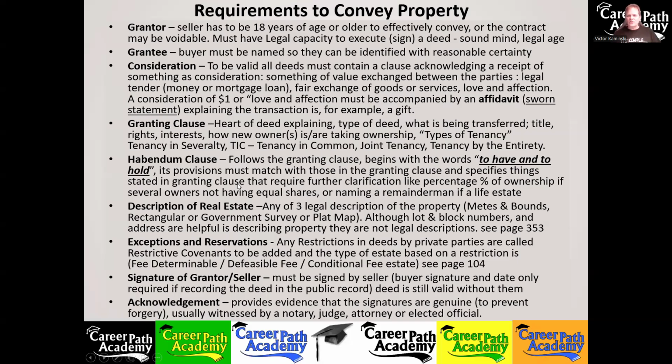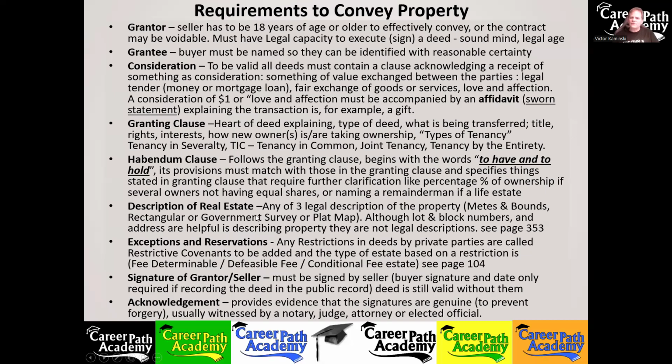In the habendum clause. We could clarify this by saying that you're 75% owner because you put up 75% of the cash. Or if we don't have equal shares, or naming a remainder man if it's a life estate. That would be done in the habendum clause. You got to name who the remainder man is. So those things would be written in the habendum clause.